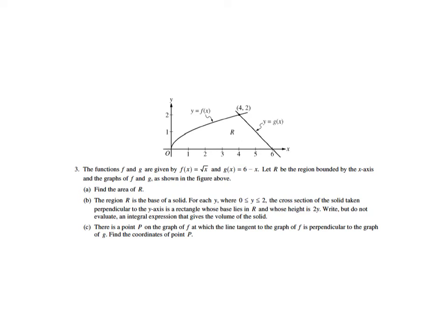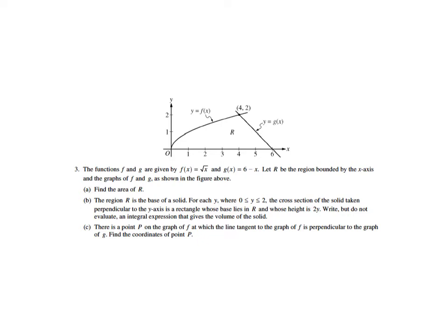Okay, in this video we're going to talk about question number 3 from the 2011 Form B AP Calculus AB free response questions. So in this question we have a graph provided where it says the functions f and g are given by f of x is equal to the square root of x and g of x is equal to 6 minus x. And let R be the region bounded by the x-axis and the graphs of f and g as shown in the figure above.